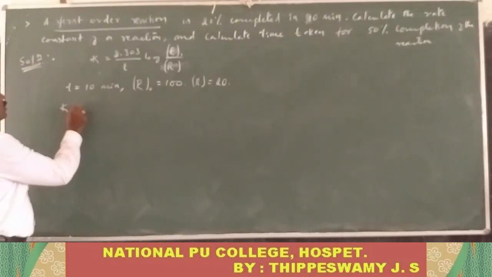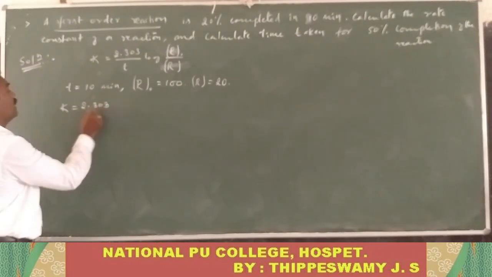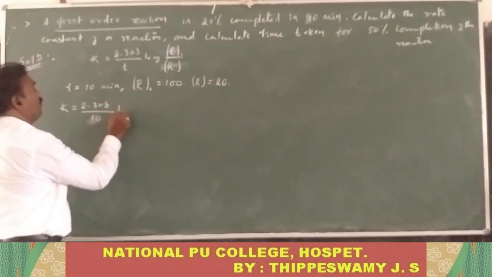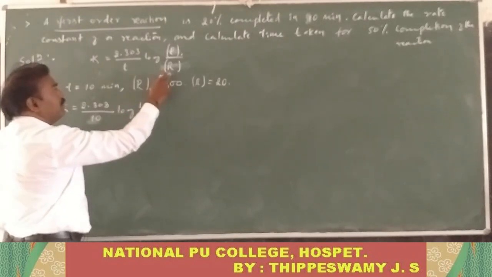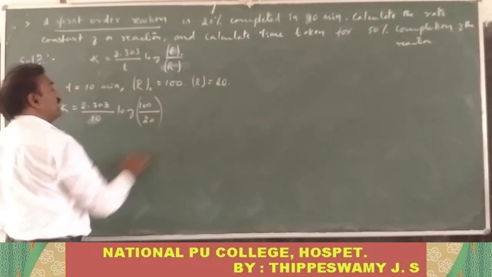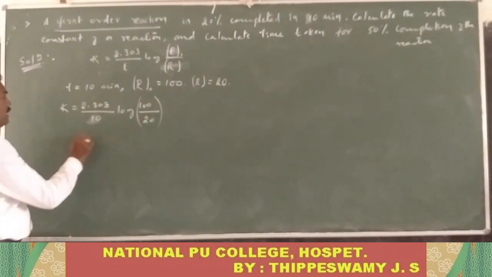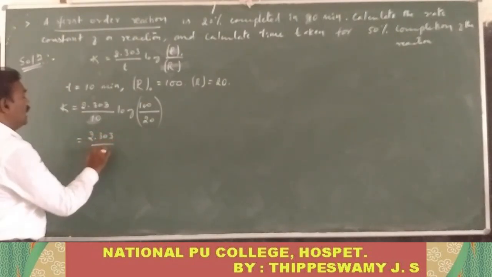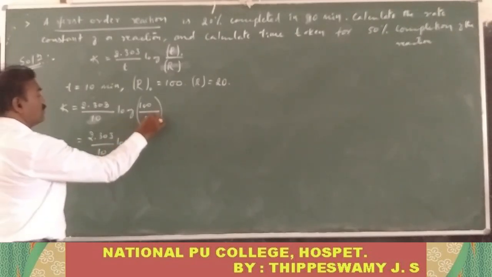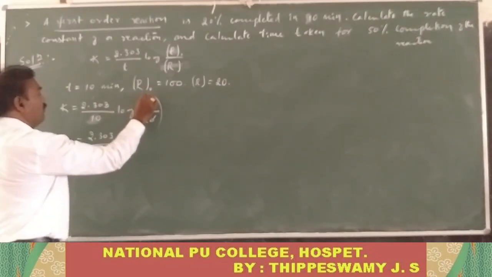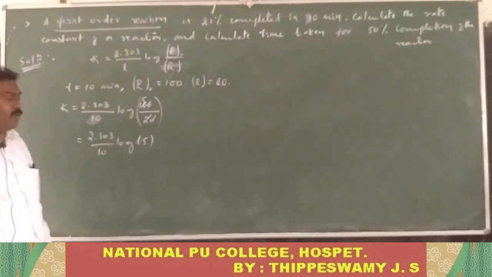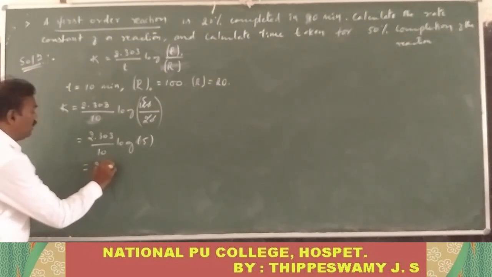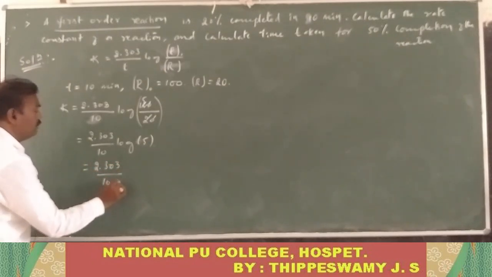That is K is equal to how much? 2.303 divided by T into, that is value of T will be 10 minutes only, into log of A, that is R naught. R naught is 100 only, divided by R means that is 20% only. So like this you can substitute the values. Now again 2.303 divided by 10 into log of. So what is the value? 2 1s are 2, 5 5s are 25. So this is 5 only, we can write like this, log 5. Are you following? Now you tell me 2.303 divided by 10 into log 5.